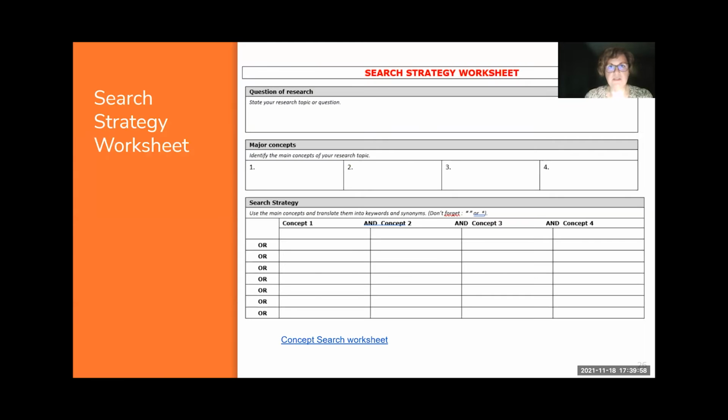But I put this here because I wanted to show you that we developed a while ago at the library what we call a search strategy worksheet. It's basically to help you identify your main concepts from your research question, and then start brainstorming what concepts you need. Do you need synonyms, or are there different variations, even in wording? So this is a great tool, I would say, to help you perform these kinds of searches.